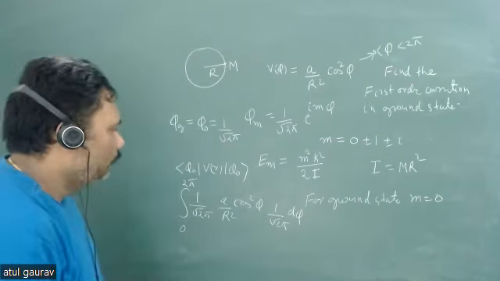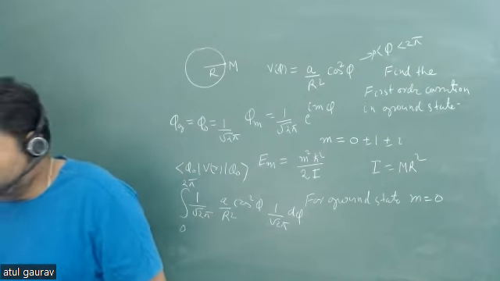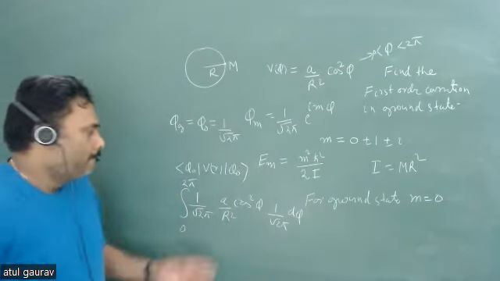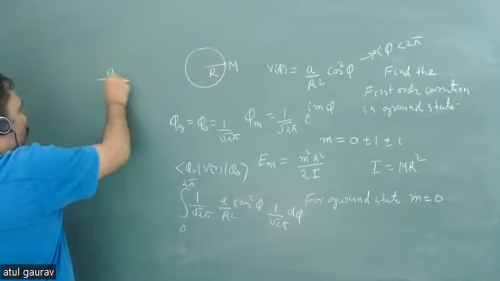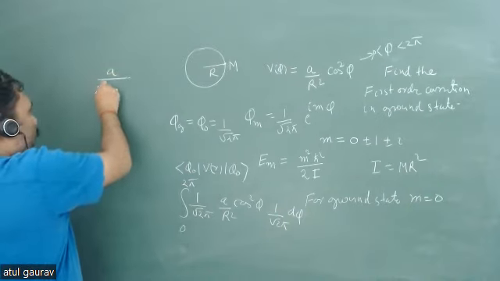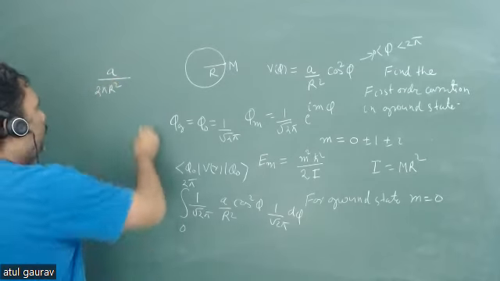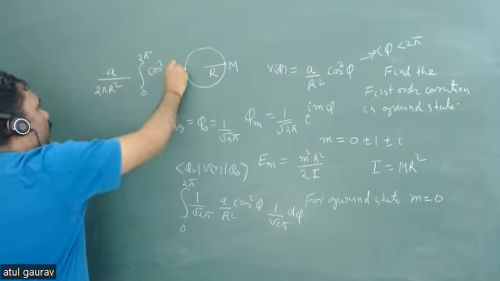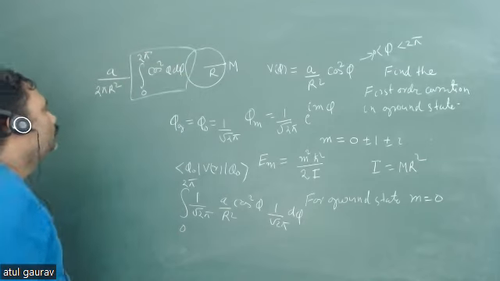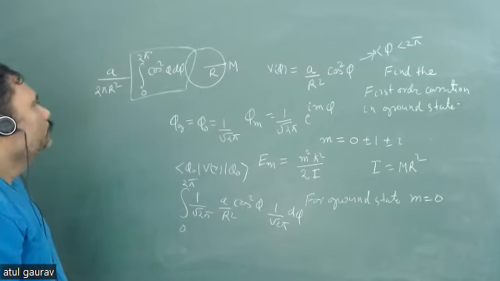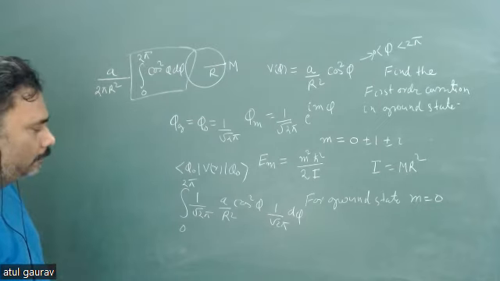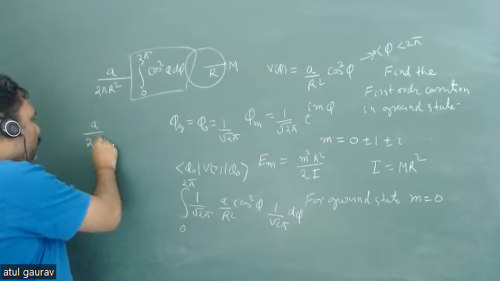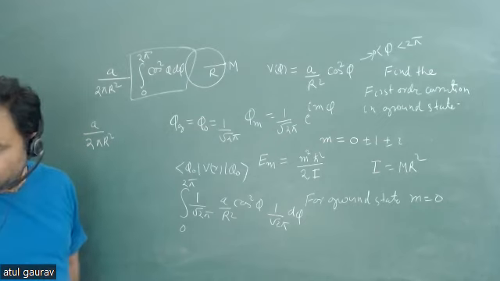So finally what do you have to do? What will you have to calculate? Tell me, what do you have to calculate finally? Finally you just take all this outside the integration, 1 upon 2 pi r square, and you have to integrate from 0 to 2 pi cos square phi d phi. What will be the value of this? Quickly tell me. What will this integration be? A upon 2 pi r square. What will be its integration? Tell quickly.